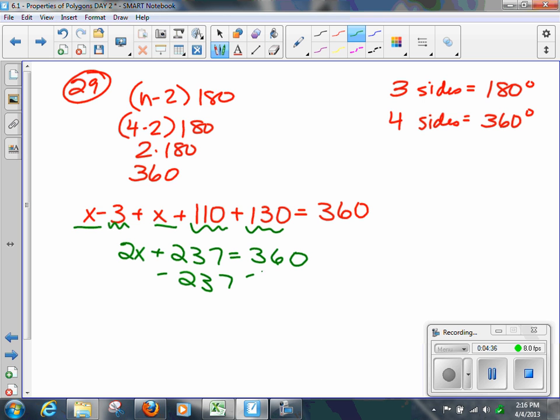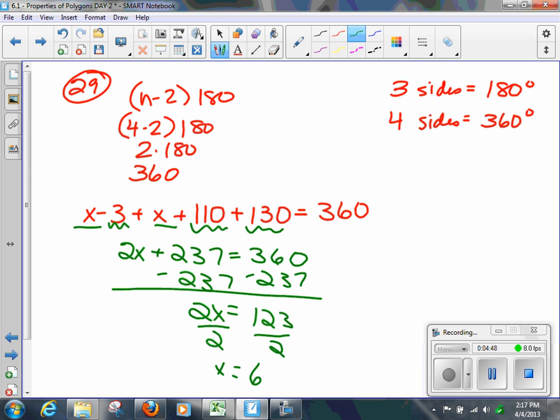And then take away 237 from everything. And what's 360 minus 237? And then divide everything by 2, and you get 62.5? That's right. Now, what do we have to do? Find the value of x in each figure. Did we do that? Yep.